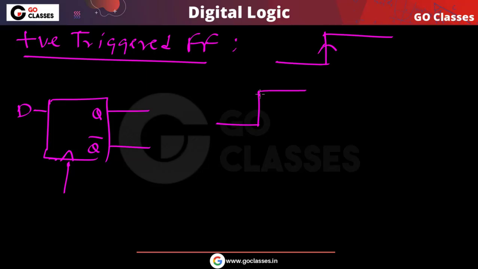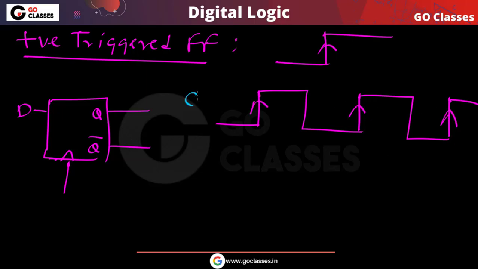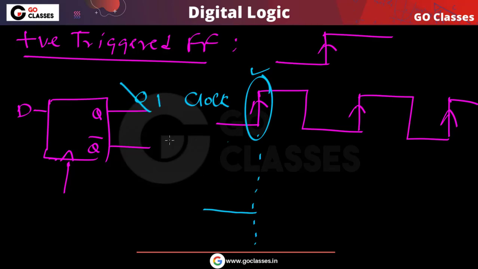Let us assume that this is our clock. This is the positive edge, this is the positive edge, this is the positive edge. Let us assume you want your output to change. Initially, your output is 0. So let's assume at this point of time, your output is already 0, and you want your output to change from 0 to 1 during this rising edge. This is what you want.